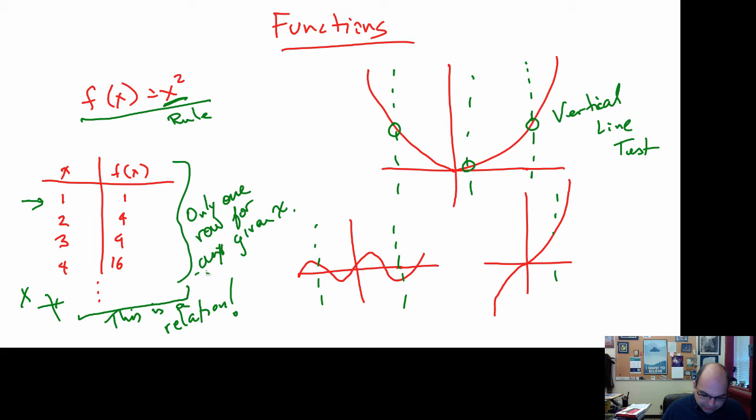So we have a relation, but we have this extra condition. There can only be one entry associated with each element of the first set, right? So that's really what a function is. And what I want to do now is turn that into mathematics, okay?